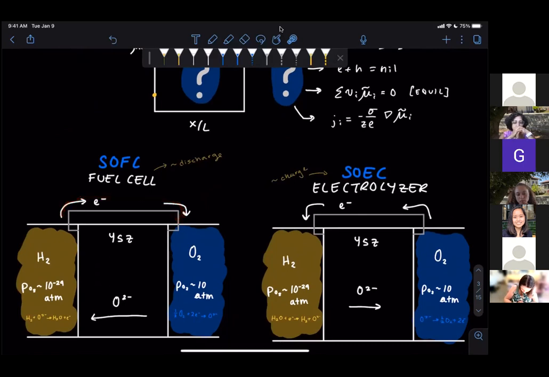And so you're basically going to be consuming the oxygen, creating these O2 minus that jump through the YSZ membrane, which combine with the hydrogen here that forms water, generates electrons. I think I need a 2 in this equation. And then the electrolyzer is literally just those reactions in reverse. And so as you would expect, the oxygen anion is going to go the opposite way in the electrolyzer.